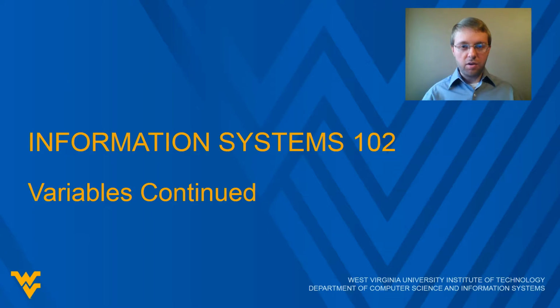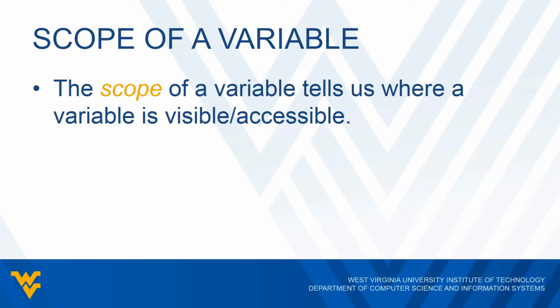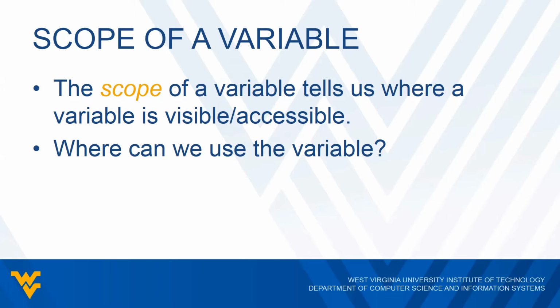In this lecture, we will continue our discussion on variables. All variables have what we call a scope. So what is the scope of a variable? Well, the scope just simply tells us where a variable is visible or accessible. In other words, we're asking the question, where can we use the variable?